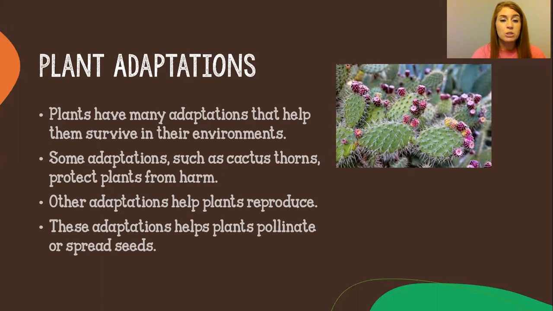Other adaptations help plants reproduce or make more of themselves. We talked about that last week or the week before. They help plants pollinate or spread seeds. Remember we talked about seed dispersal, where maybe the wind blows them away, or how animals can brush up against the plant and carry pollen from one plant to the next. So plants have developed ways to get rid of their pollen and their seeds into the air, the ground, wherever, so that they can go into the environment and grow again.